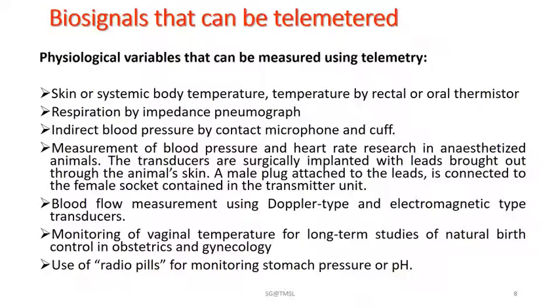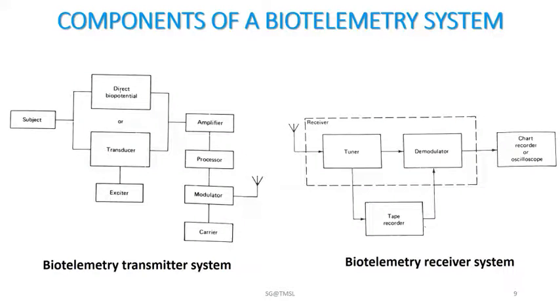Next, blood flow measurement using a Doppler type and electromagnetic type transducer is there, and next can be monitoring of vaginal temperature for long-term studies of natural birth control in obstetrics and gynecology. Next can be use of radio pills for monitoring the stomach pressure or the pH measurement inside our body. So these are the different physiological variables that can be measured using this biotelemetry system.